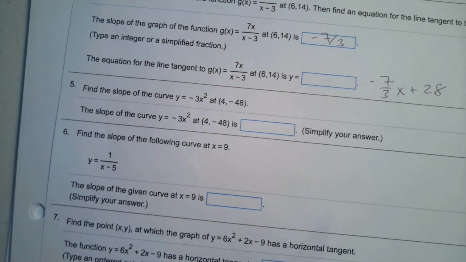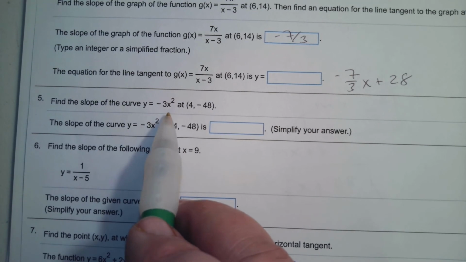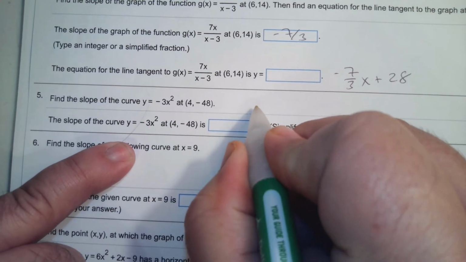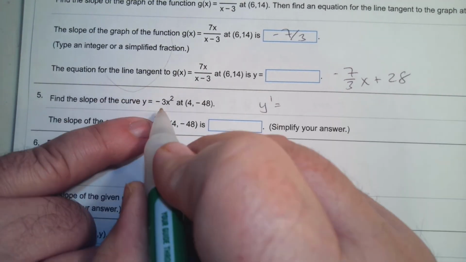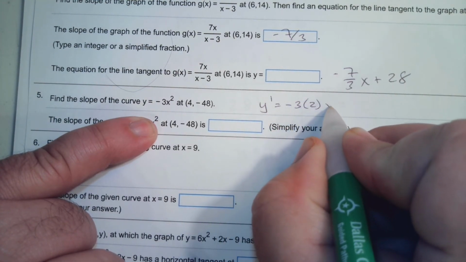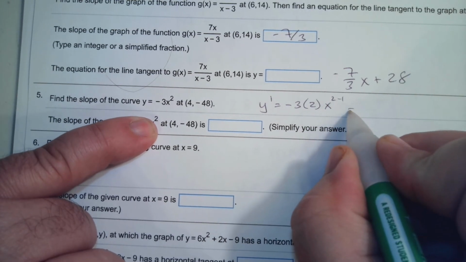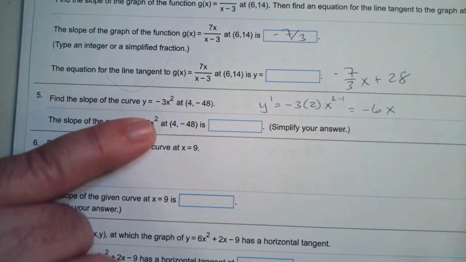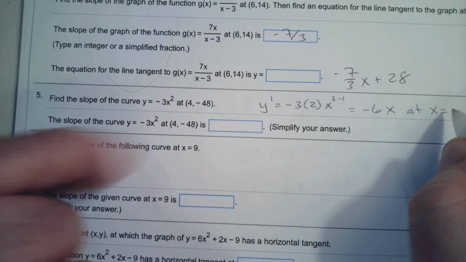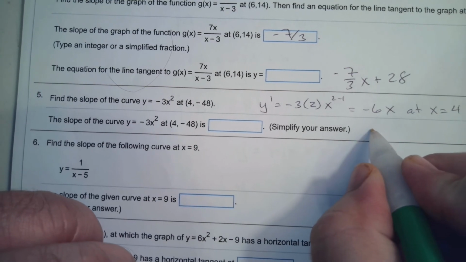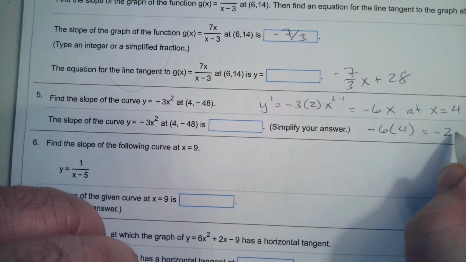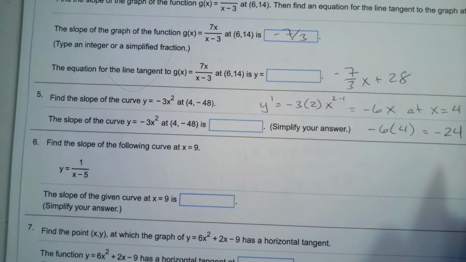All right, let's look at the next one. Find the slope of the curve at that. So let's first find the slope. The slope of negative 3x squared is negative 3, bring down the power, and subtract 1. So it's negative 6x to the first power. At x equals 4, negative 6 times 4 is negative 24.